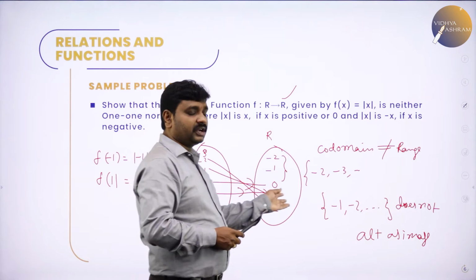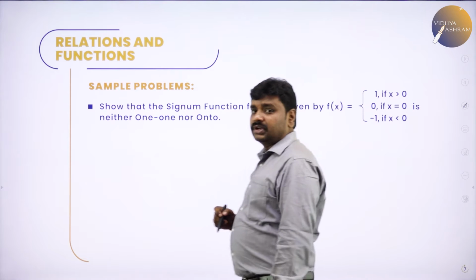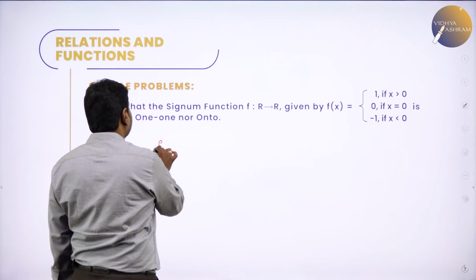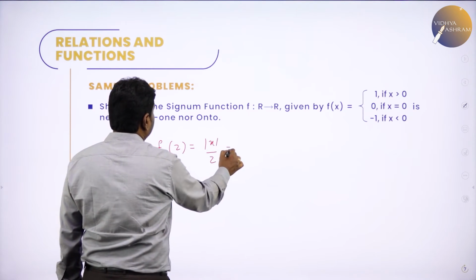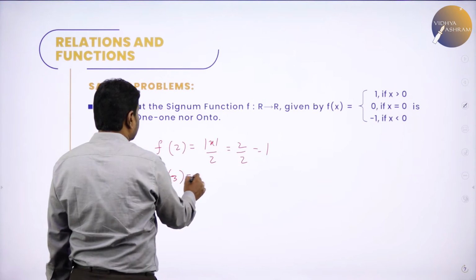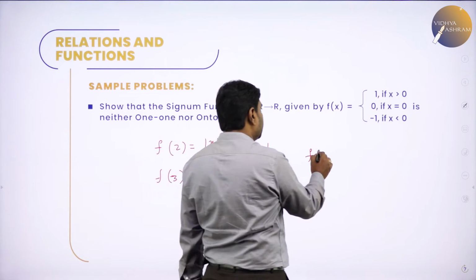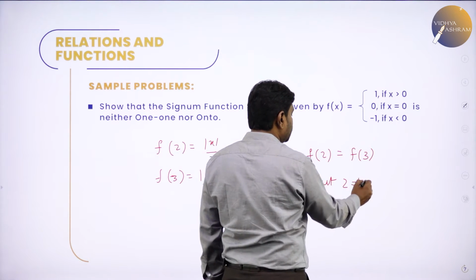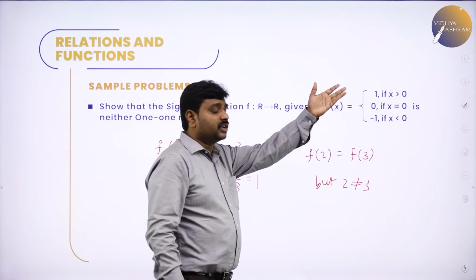Here you can say like this, by drawing this, or you can give an example. Next, the signum function. This is also neither one-one nor onto. Why neither one-one? Because many elements will have the same image. What is f of 2? The signum function is mod x by x, 2 by 2, that is 1. What is f of 3? Mod 3 by 3, that is 3 by 3, that is 1. So the image of 2 and the image of 3 are the same, but 2 and 3 are not the same. So many elements are having the same image.